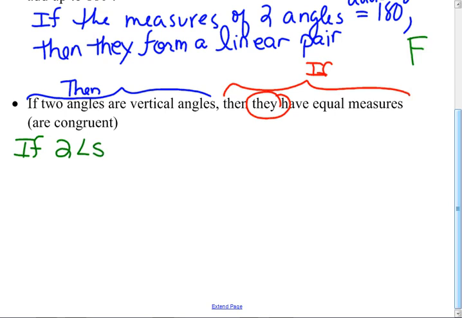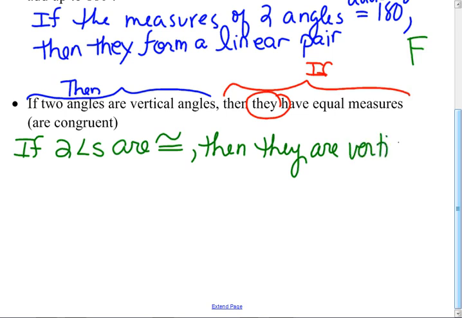If two angles, you either say are congruent or have equal measures, your choice. Which one do you want to use? Two angles are congruent. Now, this is how lazy I am, and you can be just as lazy as me. I'm not going to write the word congruent. I'm going to write the equals sign with the little similarity symbol above it. So if two angles are congruent, then what can you conclude? They are vertical angles.